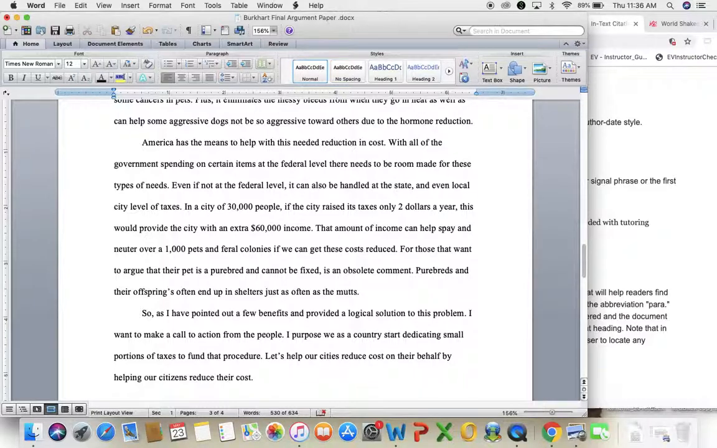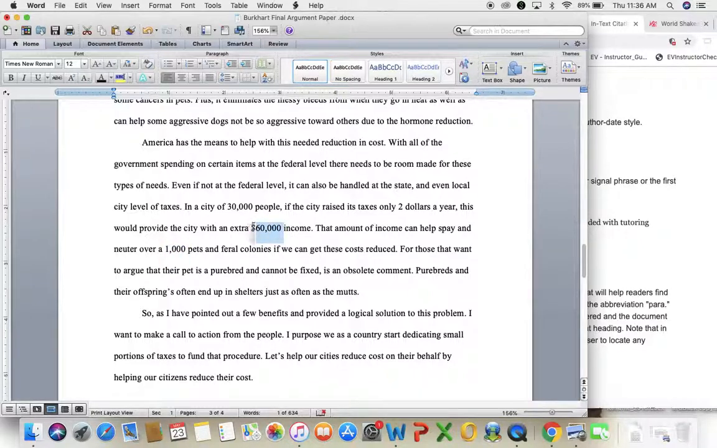I'm just thinking about the city, because if we're talking about one city of 30,000 people, which is a small city, if that $60,000, that's a lot of animals, but how many animals? I'm trying to figure out your math here. If it's an extra $60,000, why is it only 1,000 pets?